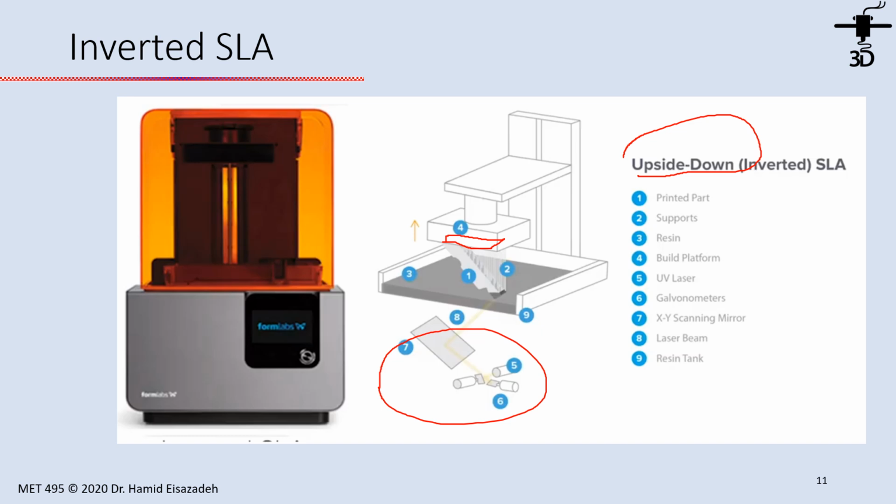So the laser scans the resin, and once the layer is done, the build platform moves upward one layer, so it indexes upward. And we have an orange cover, as you see, this cover that is designed to prevent the ambient light from contacting the part, so it can protect the resin from accidentally polymerizing.